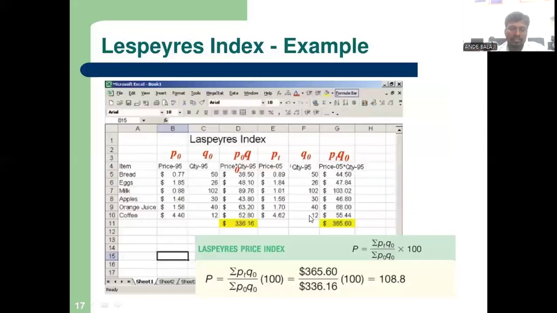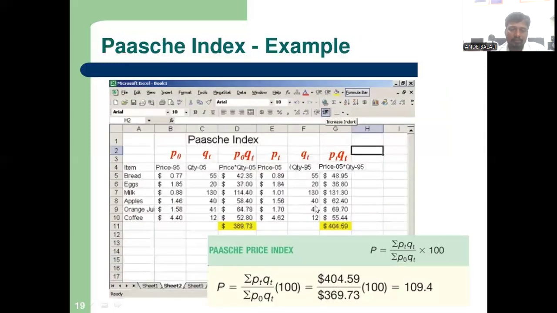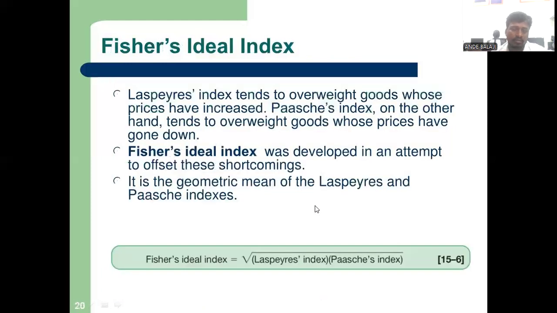And this is the simple example related to the Laspeyres index number. This is the Paasche index number. One more index number we have, a very important index number, that is Fisher's index number. It is also called Fisher's ideal index number.